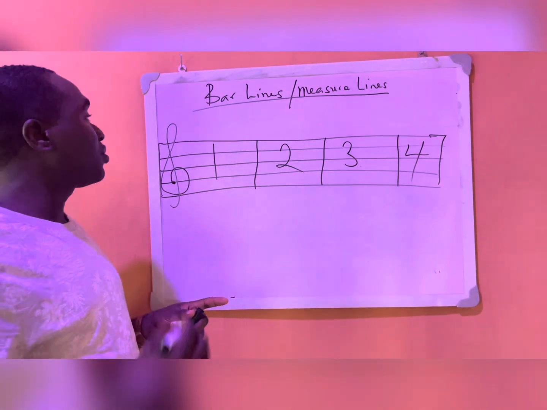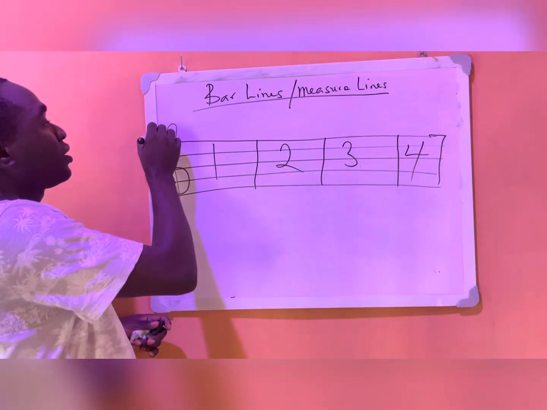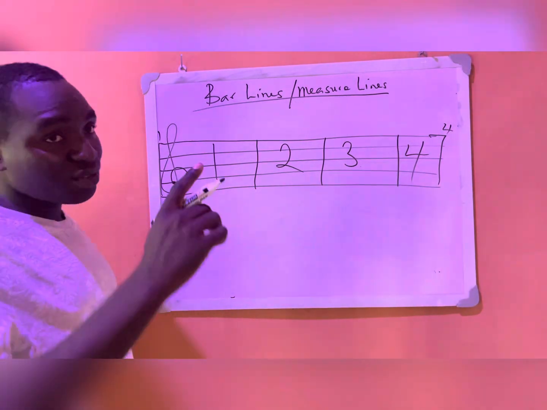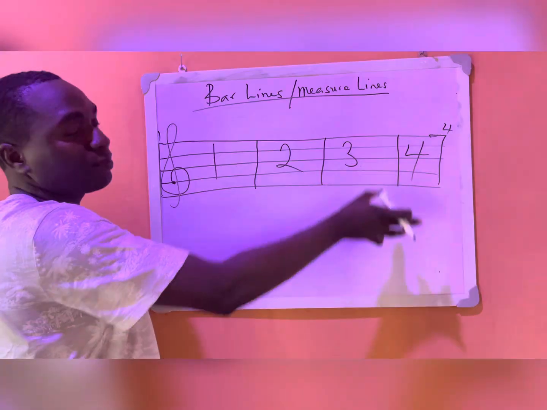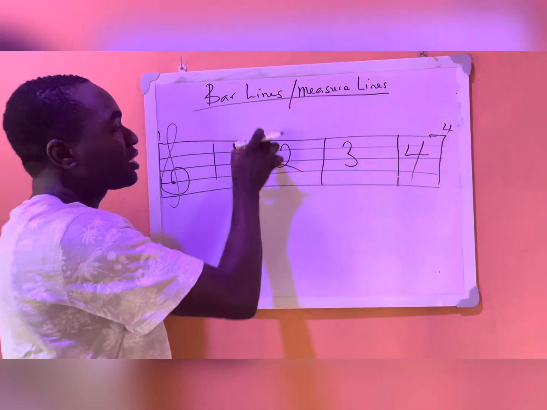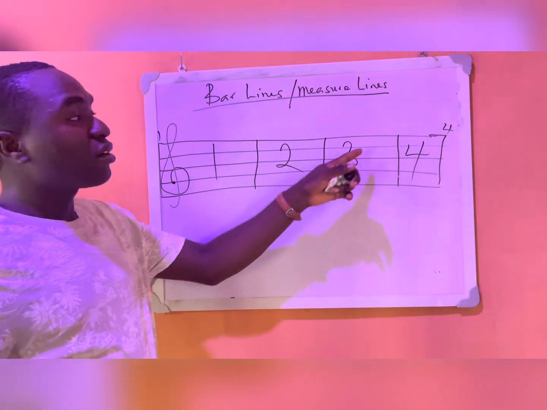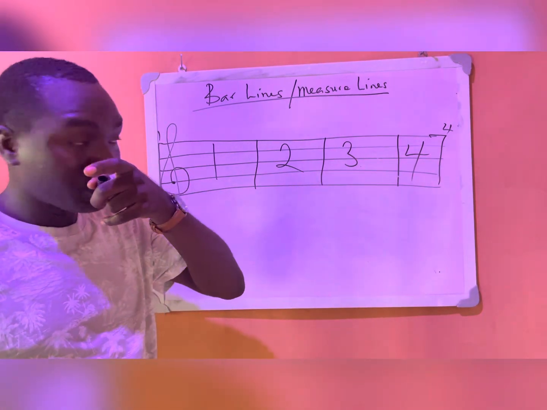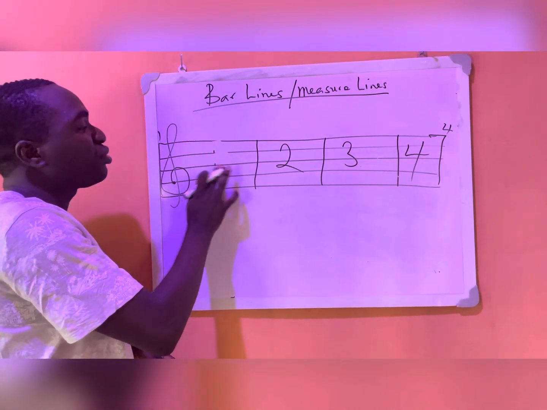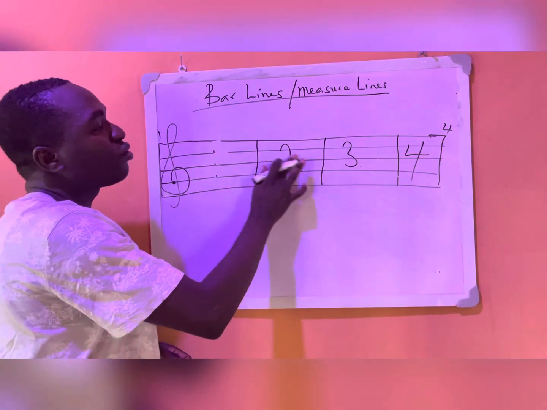In most cases, you see it being written on top. Here will be 1, and they can write 4 here, or they can write 32, just know that they are counting the bars. So everything inside here is called a bar. This line is called a bar line. You either call it a bar or you call it a measure. So that's the work of a bar line. But we said a bar line is used to divide a piece of music into equal beats.